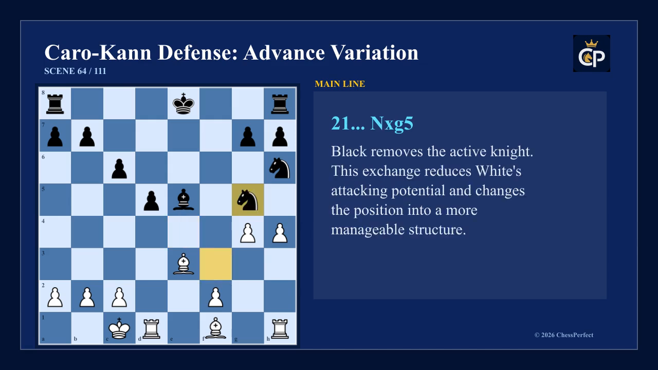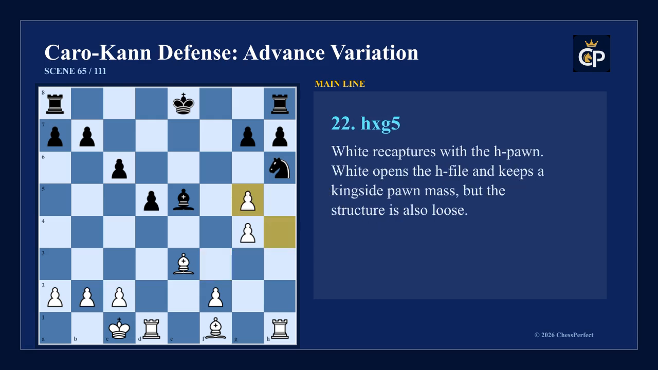Knight takes g5. Black removes the active knight. This exchange reduces white's attacking potential and changes the position into a more manageable structure. H takes g5. White recaptures with the h-pawn. White opens the h-file and keeps a kingside pawn mass, but the structure is also loose.